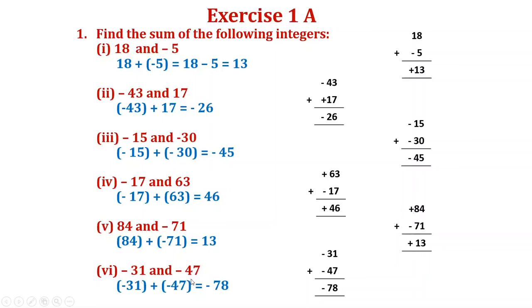Next, minus 31 and minus 47. Here both the numbers are having the same sign, which is minus. So here you have to use rule number 1, which is just add the numbers. 31 plus 47 is 78, and put the sign which is common to both, which is minus 78. If the given two numbers are plus 31 and plus 47 also, you just have to add them, and there you have to put the plus sign which is common to both.